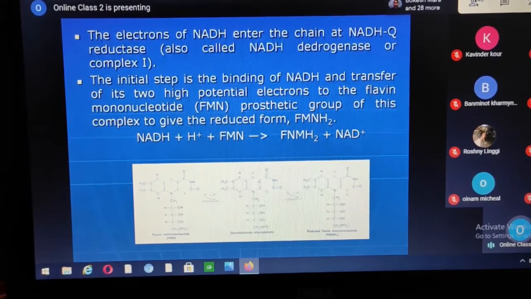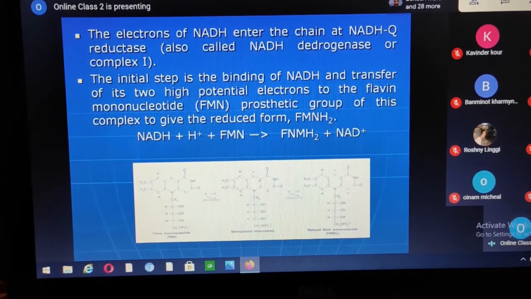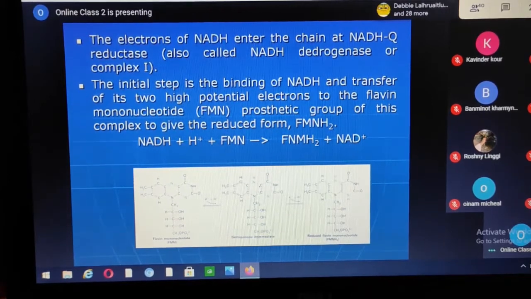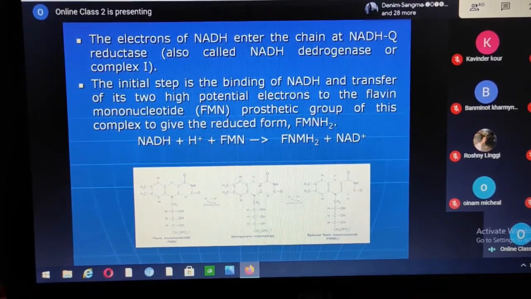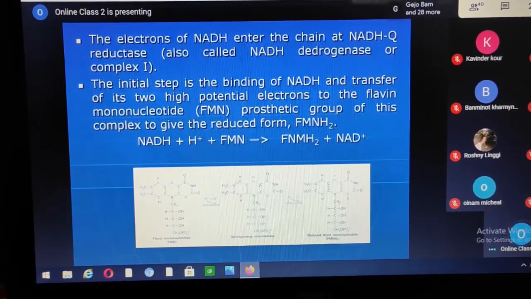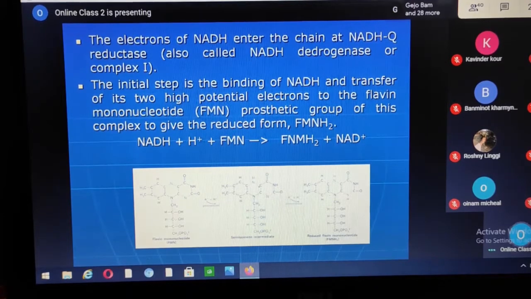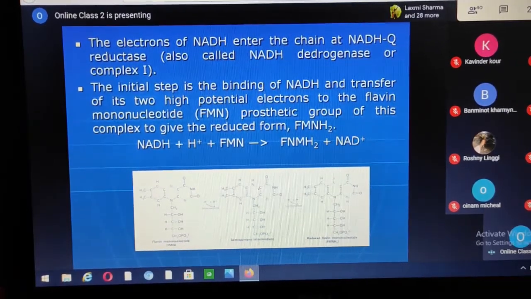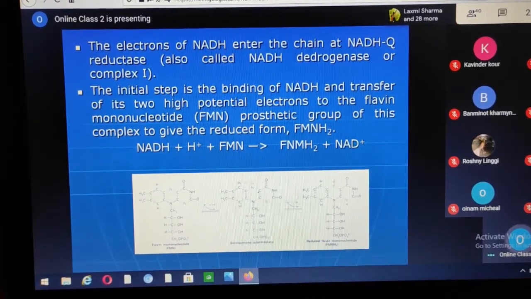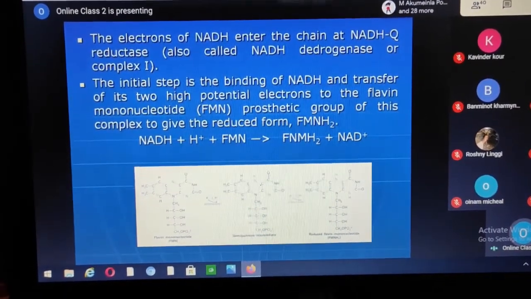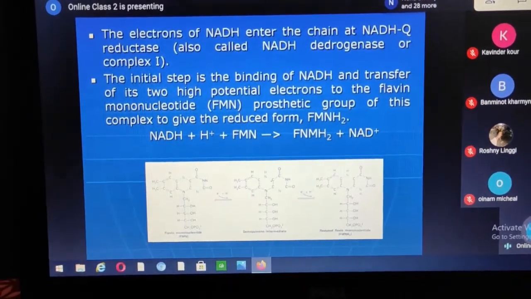Now we have the FMN in the oxidized form. This is the structure of the FMN in the oxidized form. When it accepts 1 electron, it is partially reduced. Here the hydrogen and the electron are attached to this nitrogen. So you have the partially reduced FMN, which is called the semiquinol intermediate. In the next step, another electron and a proton are accepted by the semiquinol intermediate. You have the reduced form.